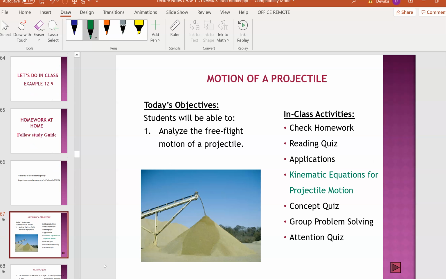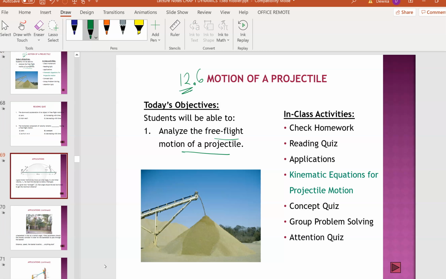So next part we'll be moving on to motion of projectile, which is from your textbook page 41. It is chapter 12.6. Why does this textbook start with chapter 12? Because this is a continuation from the statics textbook. Statics textbook ends at chapter 11, so that's the reason why dynamics starts at chapter 12. The objective is students will be able to analyze the free flight of projectile motion.